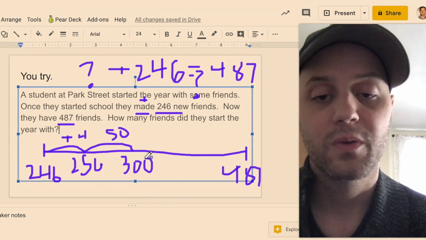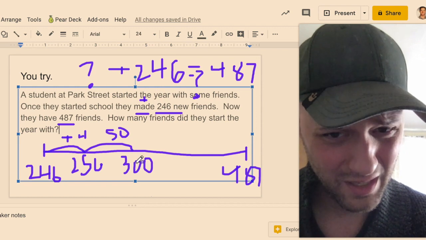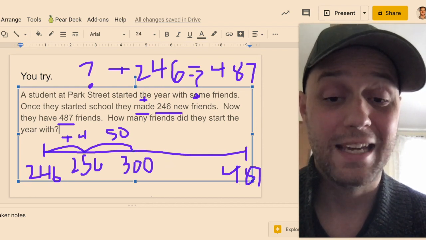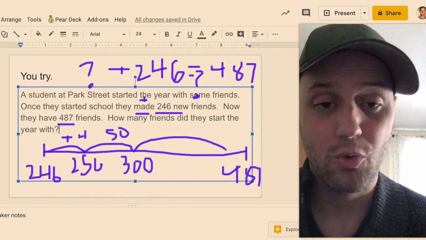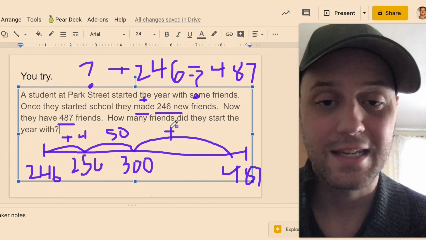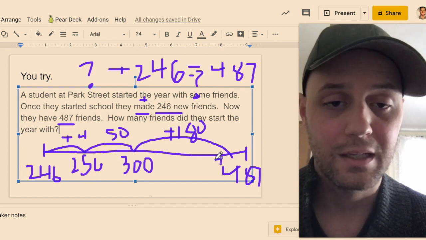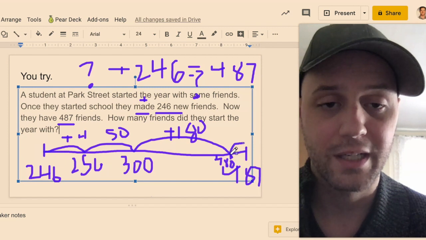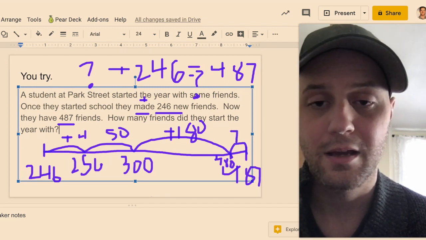Okay. Can I add to 300 to get to 487? I'm not even going to just hop up to 400 this time. I'm going to add 180, because 300 plus 100 is 400, plus 80 more. So I'm adding 100 to get to 400 and then 80 more, 180. Now I'm at 480. How much more do I need to get to 487? 7 more.